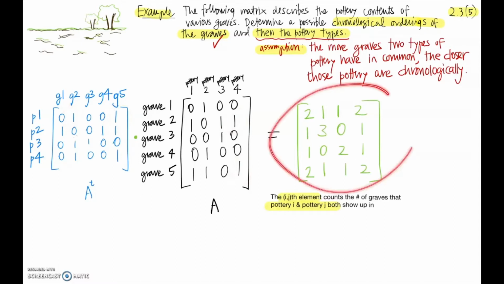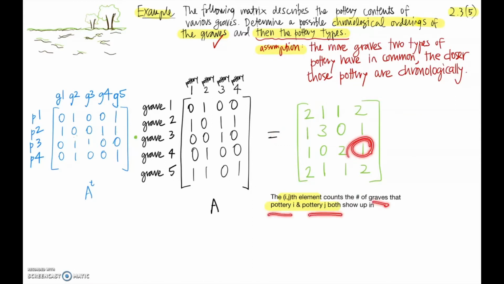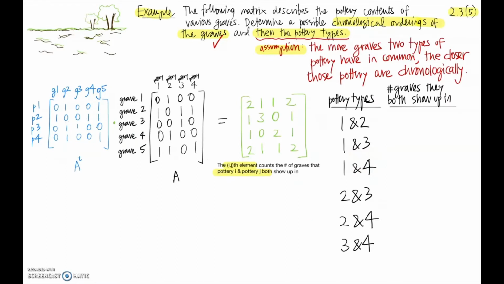This is the resulting matrix, and the ijth element of this matrix will count the number of graves that pottery I and pottery J both show up in. So here we have the 3, 4 element, which tells us that pottery 3 and pottery 4 both show up in one grave. We see them both in at least one grave. Okay, pottery types 1 and 2 show up in one grave together. Pottery types 1 and 3 show up in one grave together. Pottery types 1 and 4 show up in 2 graves together.